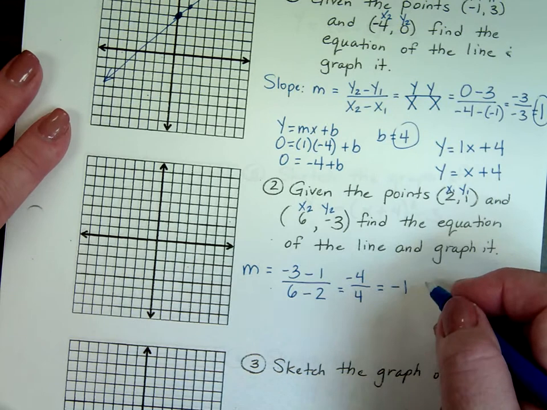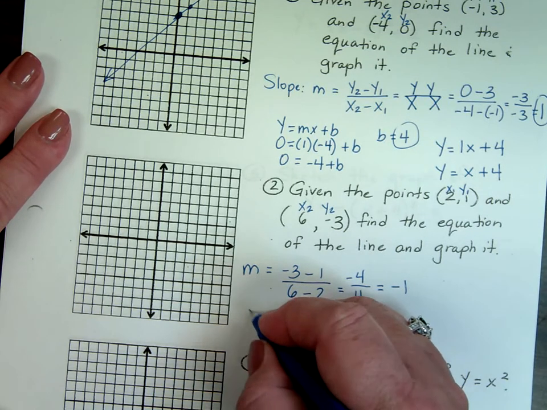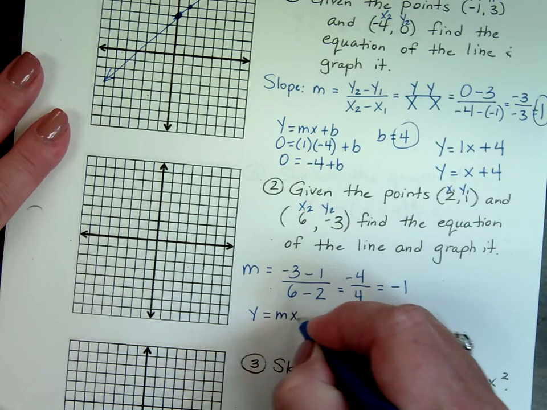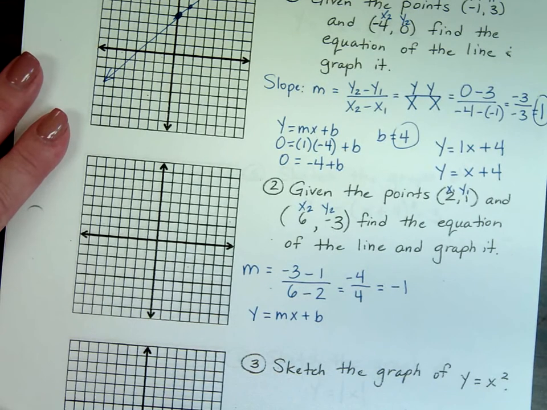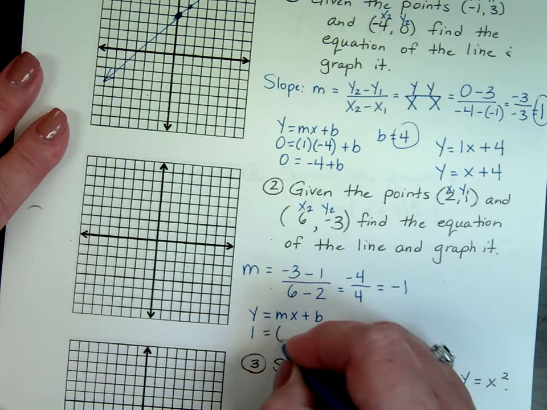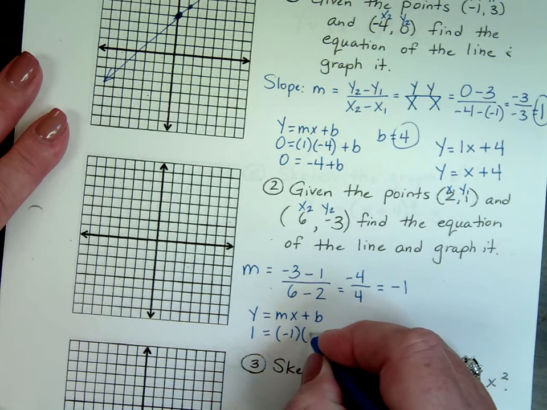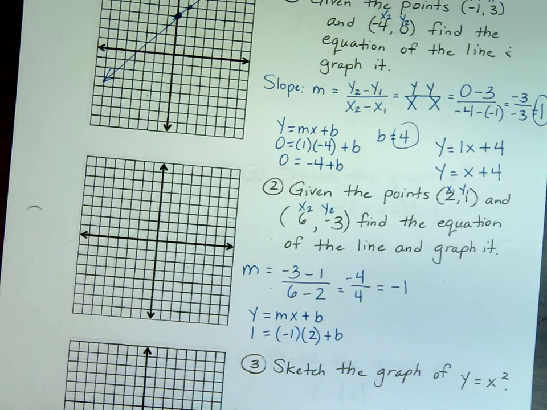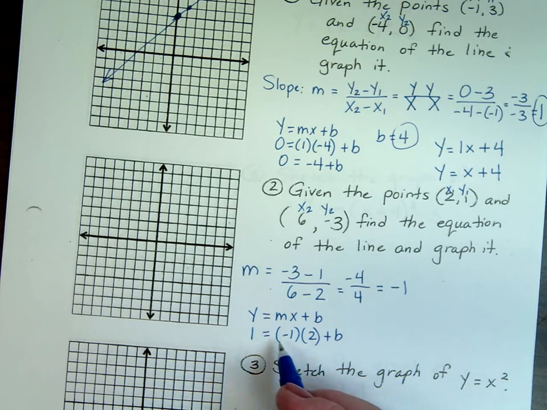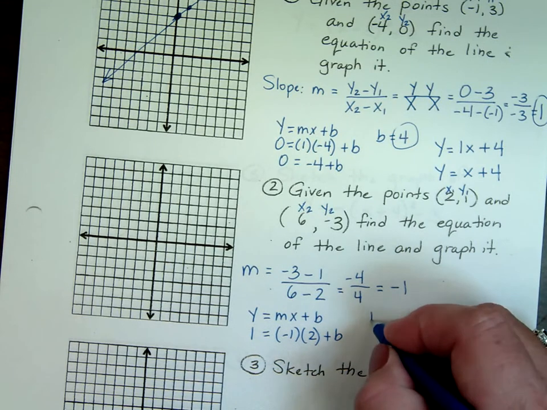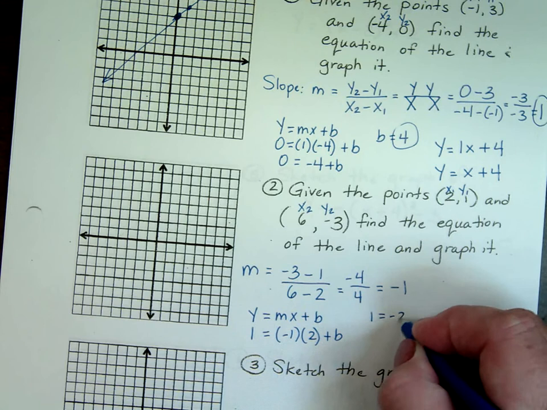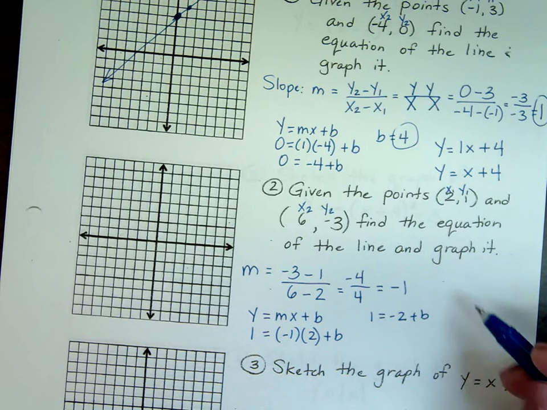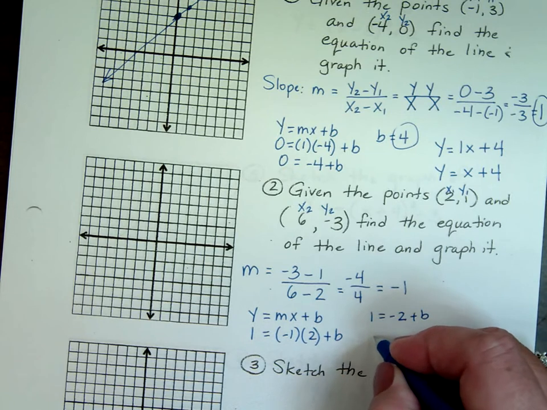And do my y equals mx plus b. My y is 1. My m is negative 1. My x is 2. And I want to find b. And so negative 1 times 2 is a negative 2. 1 equals negative 2 plus b. And when I swing that negative 2 to the other side, that comes to be a 3. So b is 3.